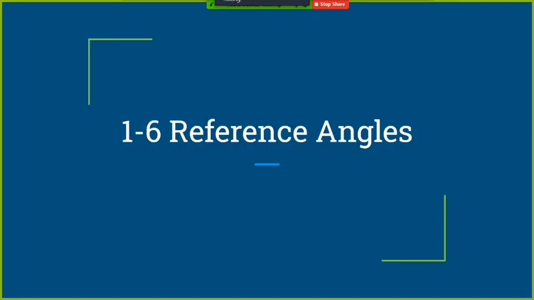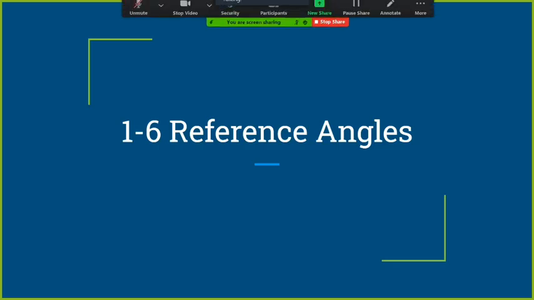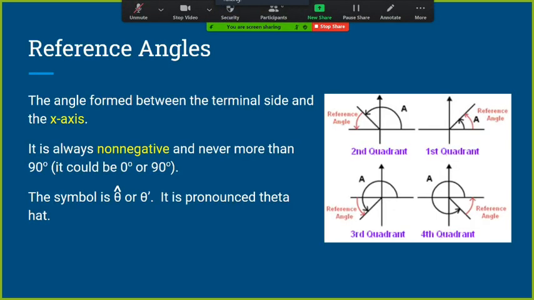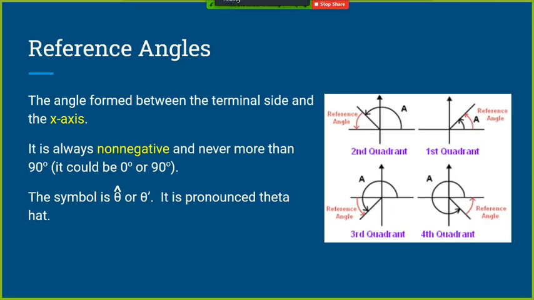Alright, in this video we're going to talk about reference angles. What is a reference angle? It's the angle formed between the terminal side of an angle and the x-axis. It's good to remember that it's always non-negative and never more than 90 degrees. So it could be any measure between 0 and 90 degrees inclusive, or 0 and pi over 2 radians inclusive.